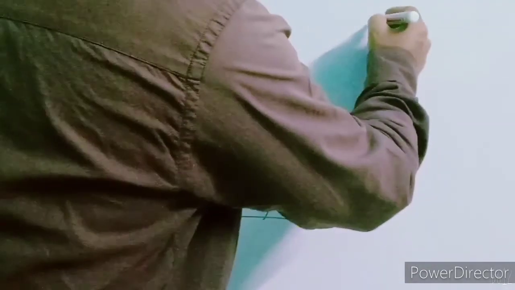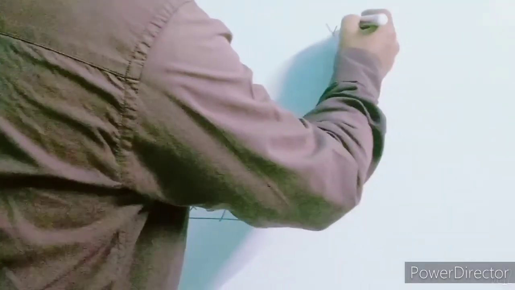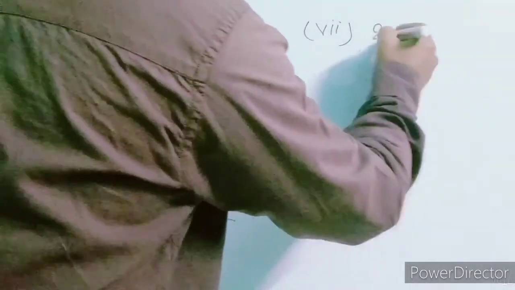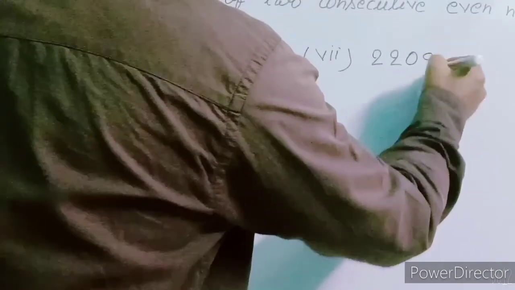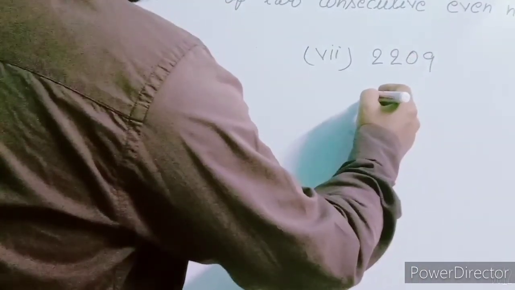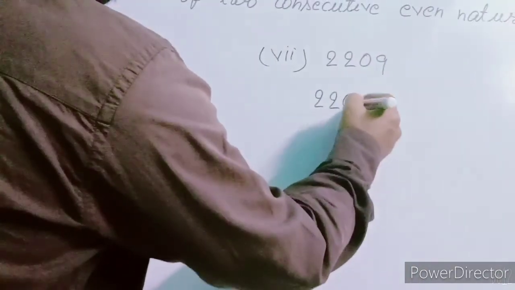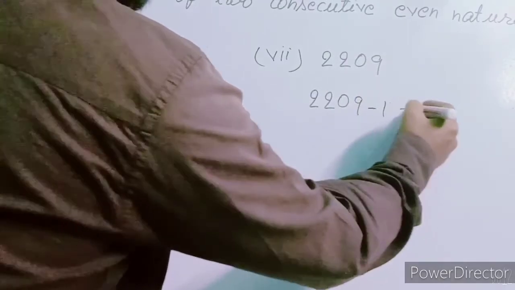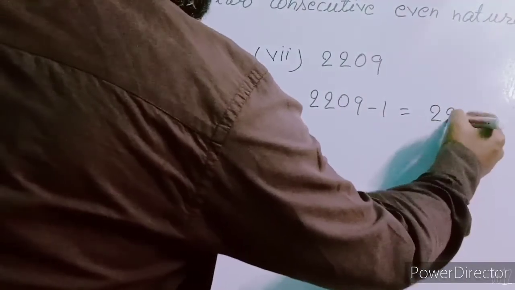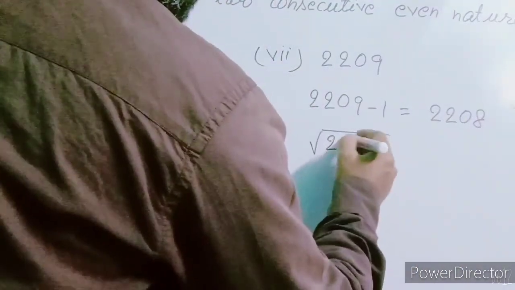Now question number 7, that is 2209. As per the question, you subtract 1 from the given number. 2209 minus 1, we get 2208. Now we find the square root of 2209.